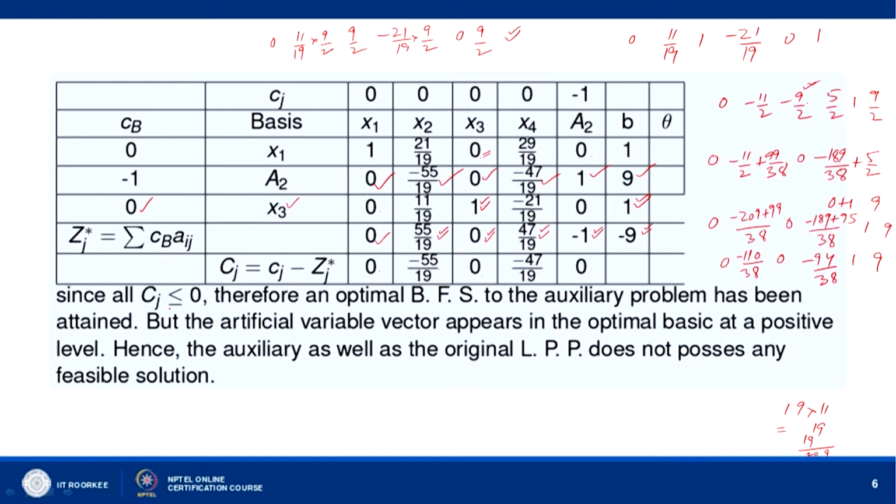So, what we see is all Cj's are less than or equal to 0. Therefore, an optimal BFS to the auxiliary problem has been attained. But the artificial vector A2 appears in the optimal basis at a positive level. We can see in the B column the value is 9. So, at a positive level it is occurring, hence the auxiliary as well as the original LPP does not possess any feasible solution in this case.